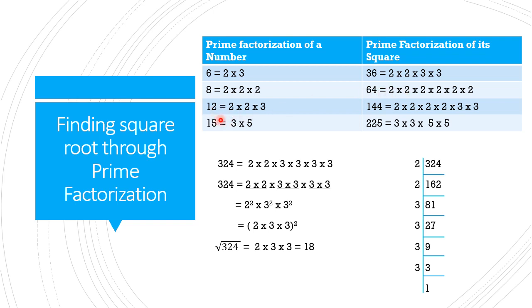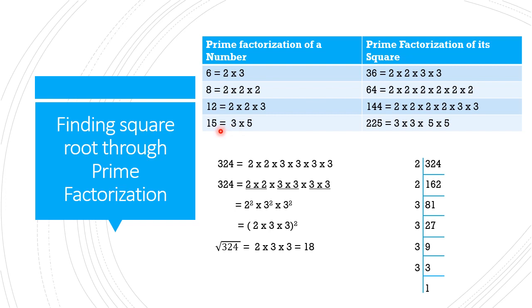Now 12. In 12 we have the factor 2 two times. And you know 144 is the square of 12. So in 144 how many times does 2 come? 4 times. Double times, right? Here we have 3 one time. So here we have 3 double times.